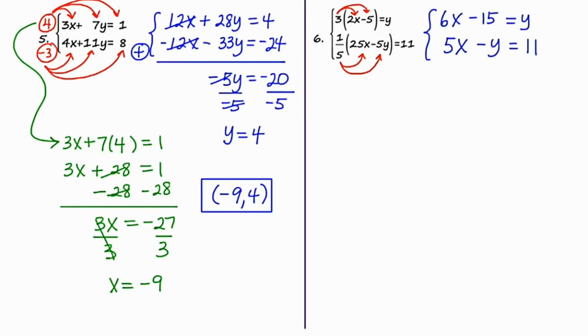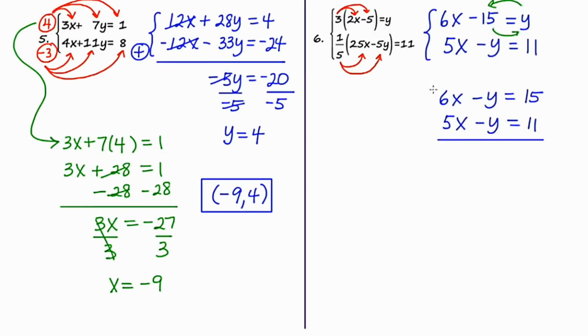The problem is they don't subscribe to the template that we like. We like our x's first, then our y's, and then our numbers. And the top row particularly is a little bit scrambled. So what I want to do is take the last two terms and swap their positions, which means they're going to cross the equal sign. And when terms cross the equal sign, we have to change their signs. So the new top row is going to become 6x minus y equals +15. And the bottom row, I'm just going to keep the same, 5x minus y equals 11.